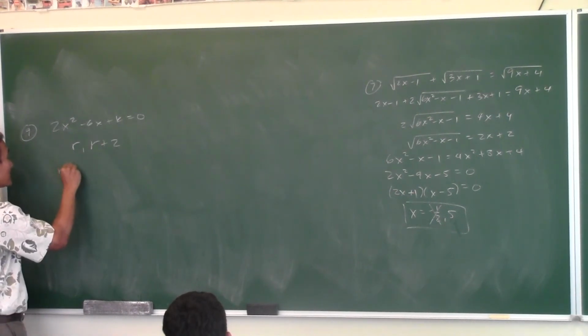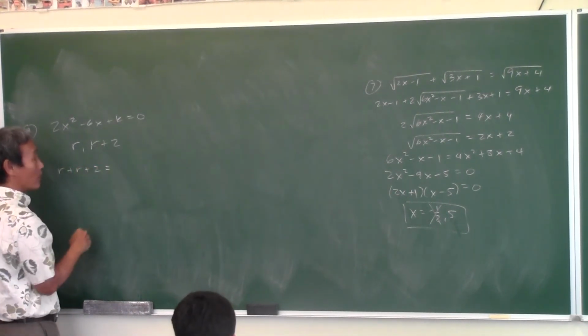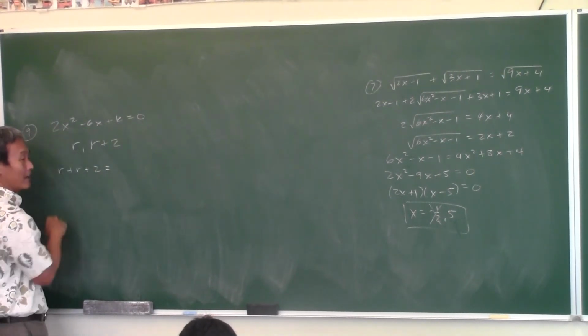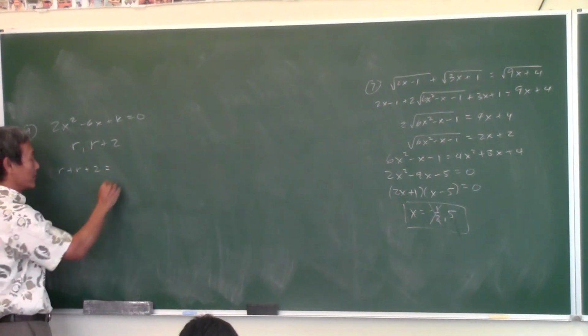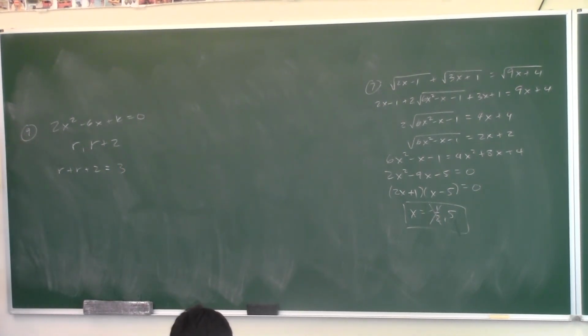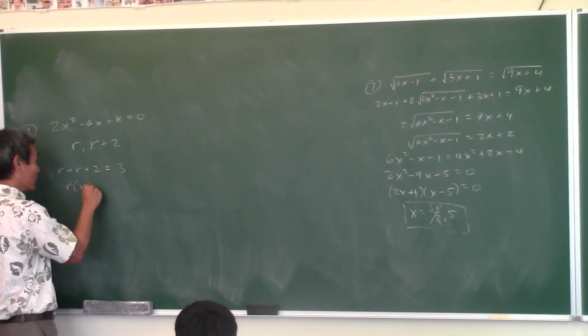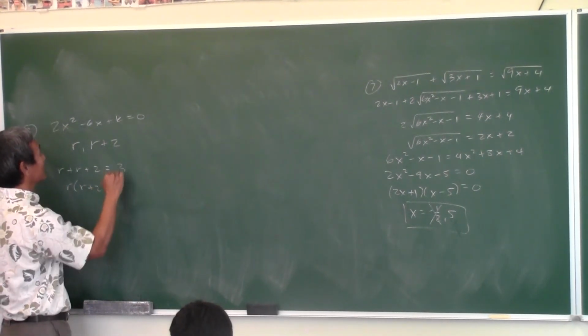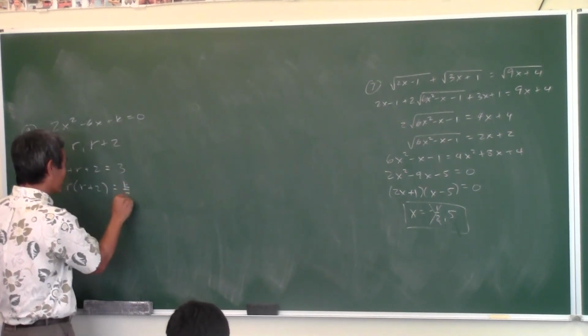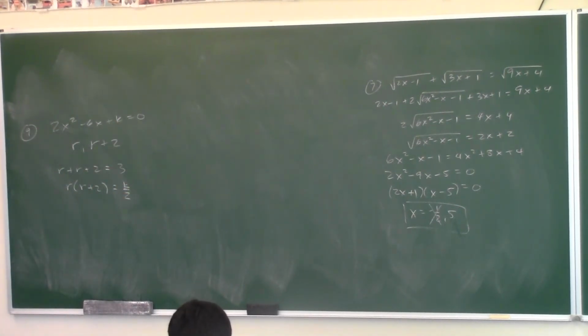If I add these two roots together, you will always get negative b over a, which is 3. Oh, so we really got to know that, Mr. Park. Yes! I told you that. You got to know that. And if I multiply the two roots together, you will get c over a, which is k over 2. So I give you 2 more points, 1 more for each equation.